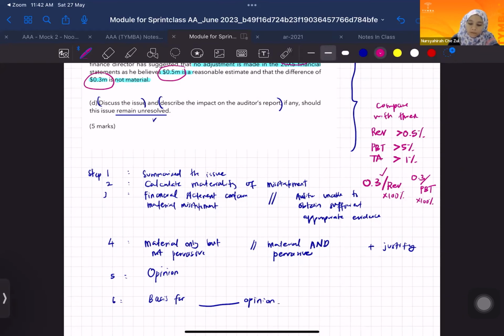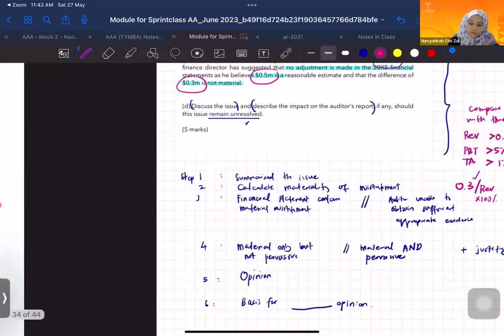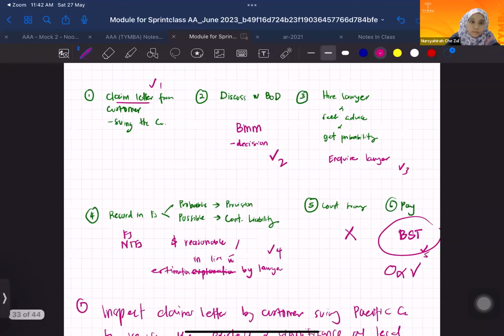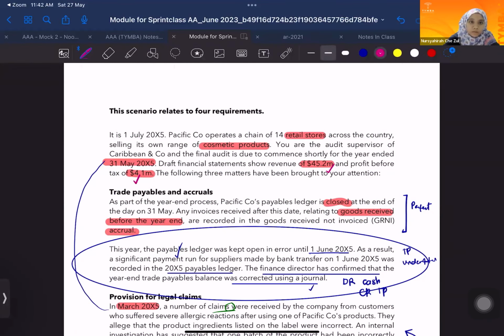Divide by 45.2 million of revenue times 100, okay, is equal to 0.66%. So is the misstatement material? Yes. Okay, but don't forget to divide by PBT as well. So 0.3 divided by 4.1 million times 100. So you will get 7.32%. So both are material, meaning that you can conclude that those misstatement of 0.3 million just now is material.